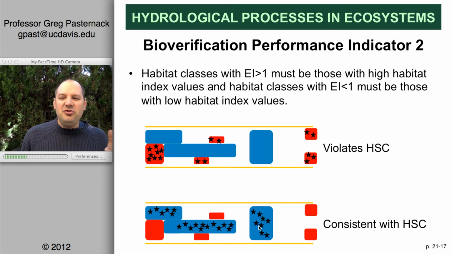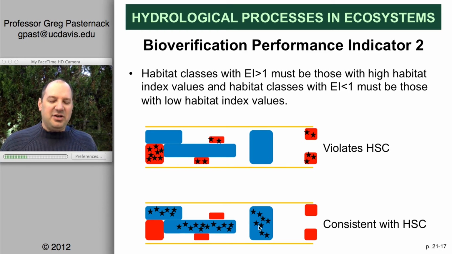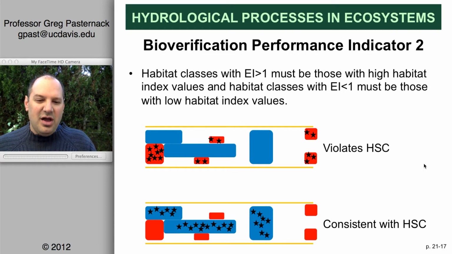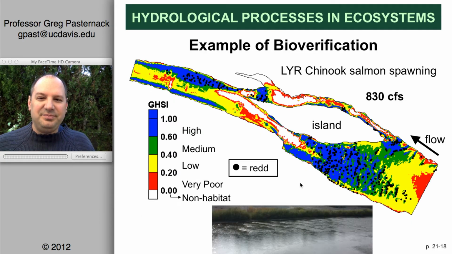So those are the two main verification criteria that I would talk about. One is having a high electivity index, and number two, having the direction of the prediction be consistent with what you observe.